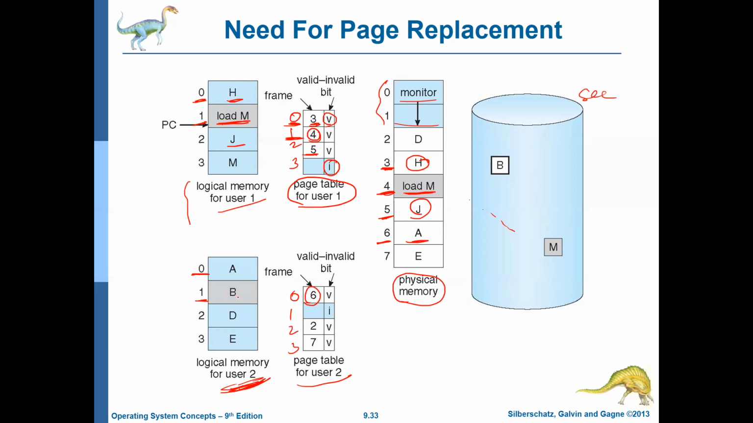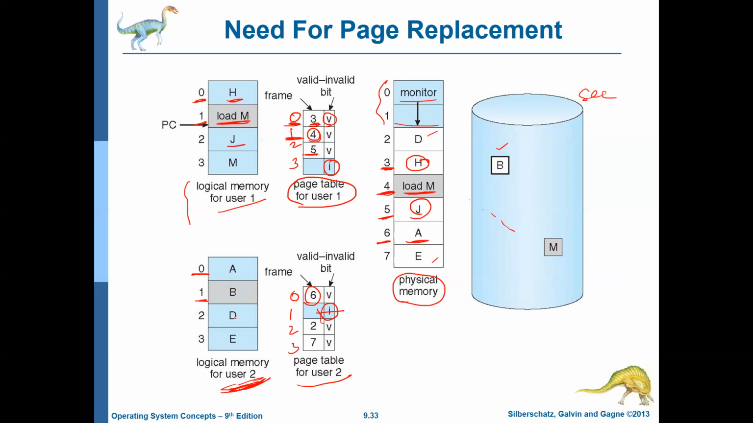Okay, page number 1 is actually the value B, but it is currently not in the main memory. You can see it is D, H, J, A, and E. It is not there in the main memory, so it is marked as invalid. And that means you have to go and get it from the secondary storage.